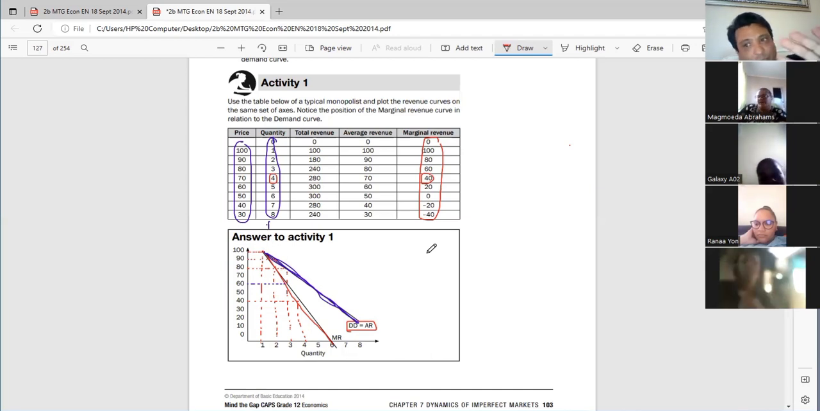Now the demand curve, and what is average revenue? Average revenue.